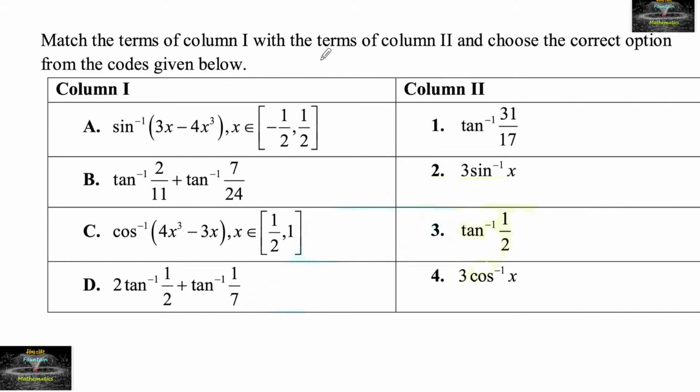Match the terms of column 1 with the terms of column 2 and choose the correct option from the codes given.